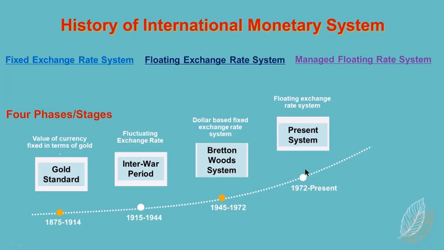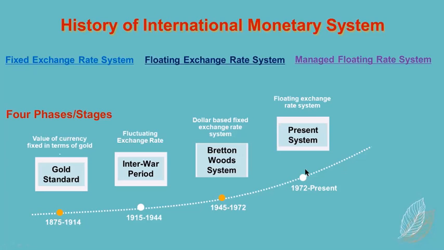As I already said, India went with the managed floating rate system, in which the exchange rate fluctuates from day to day, but the central bank intervenes by buying and selling currencies to maintain a certain range. That is happening in India now.